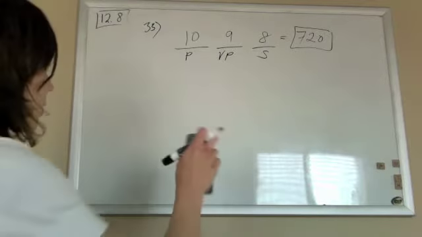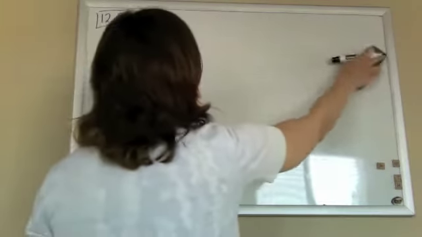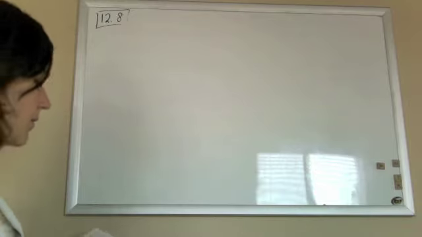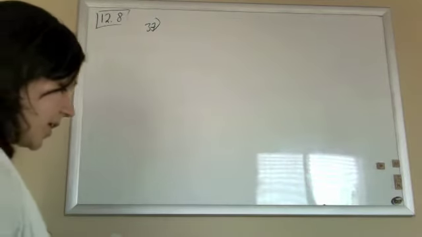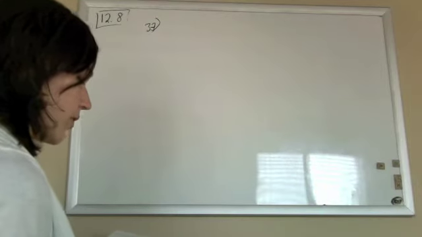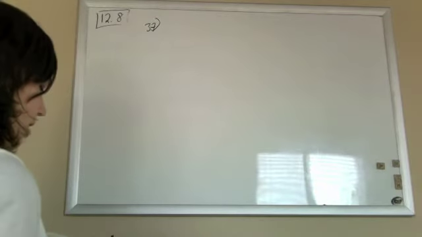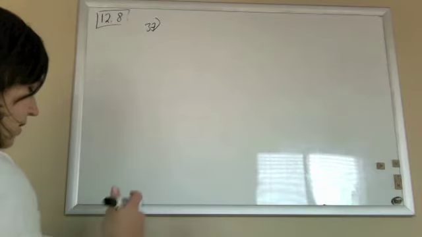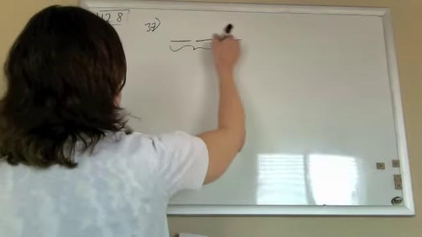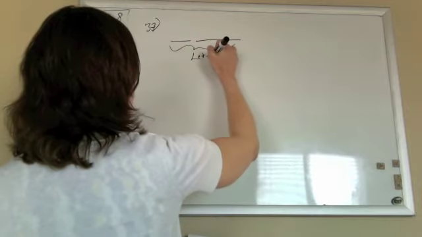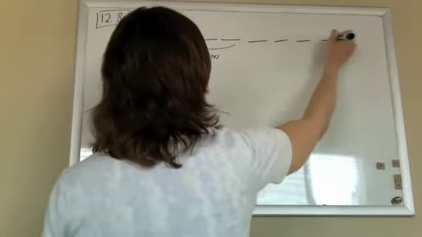So 37. An identification code consists of 3 letters followed by 4 digits. How many different codes are possible if repetition is not permitted? So you have 3 letters followed by 4 digits.